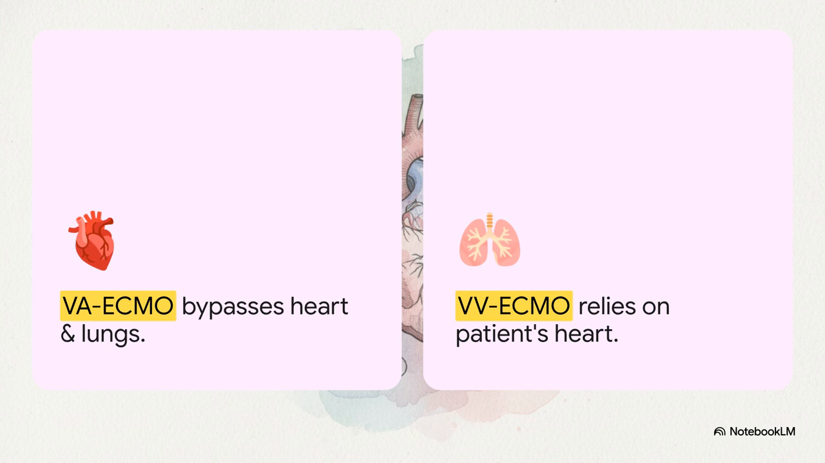VA ECMO, on the other hand, extracts venous blood and returns it under pressure straight into the systemic arterial tree. It bypasses both the failing heart and the lungs to provide total hemodynamic support. So, for full circulatory collapse, VA ECMO is absolutely the mandatory choice.